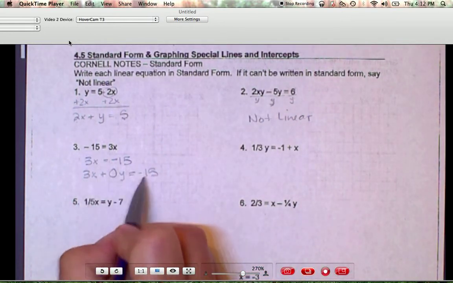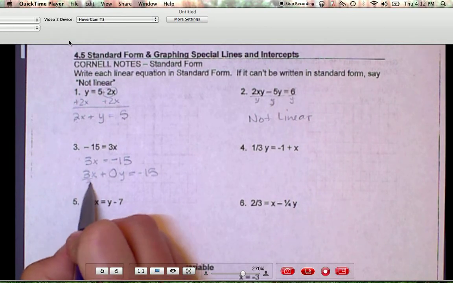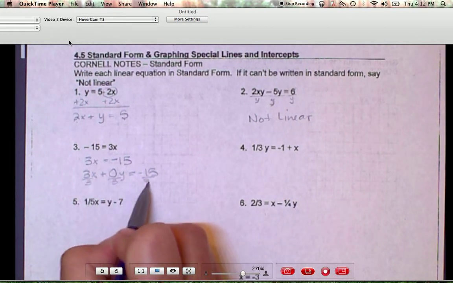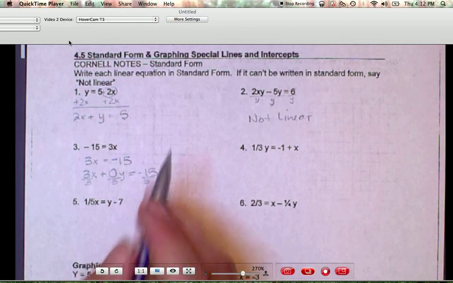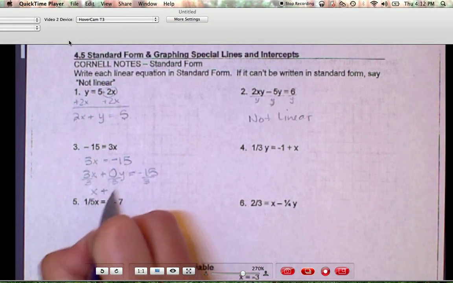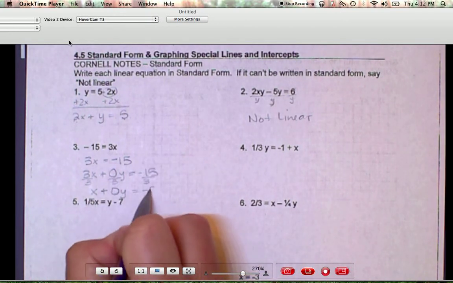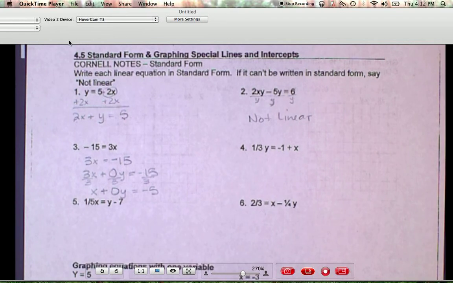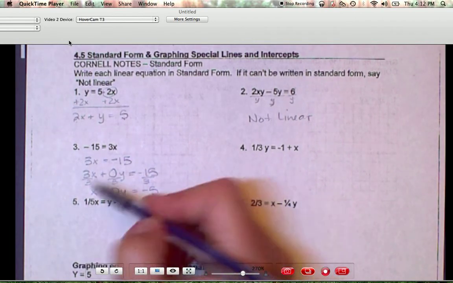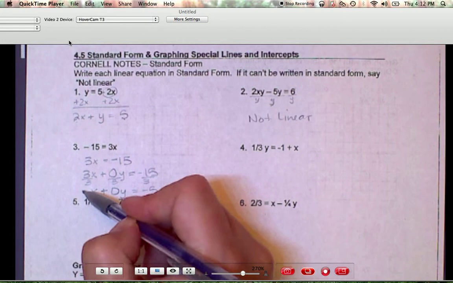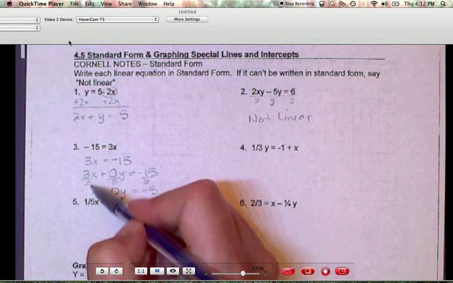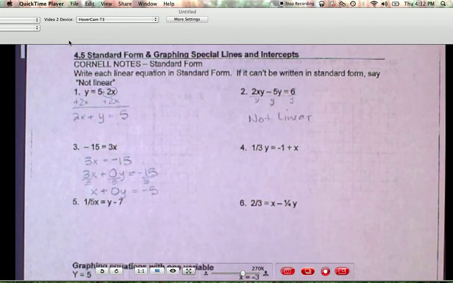All of these are divisible by 3. So we need to divide each piece by 3 so we can simplify it. We get x plus, it's still 0y, equals negative 5. X plus 0y equals negative 5. And now it's in the right order. The number in front of x is 1, so it's positive. There's no fractions, and we've gotten it into simplest form.